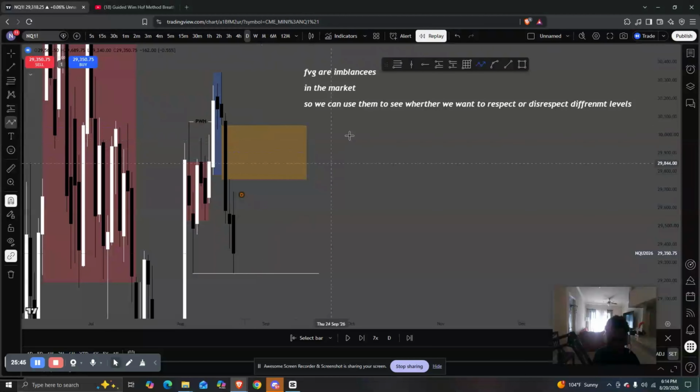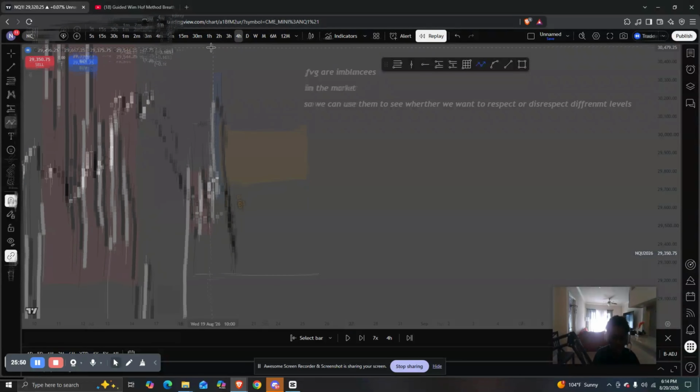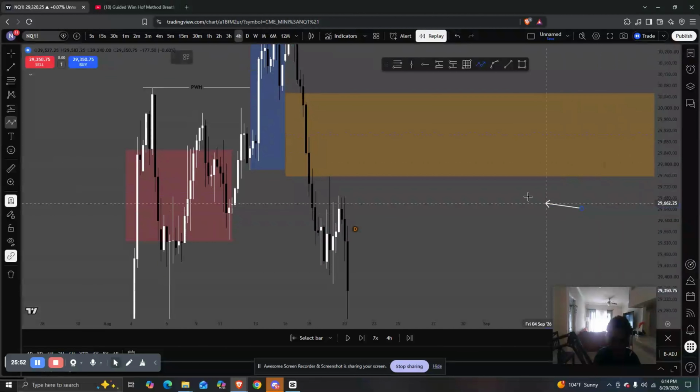So how do we know if we're manipulating the gap or running range low? We would obviously go on a lower time frame, the 4 hour over here. You can see what we are doing on the 4 hour.